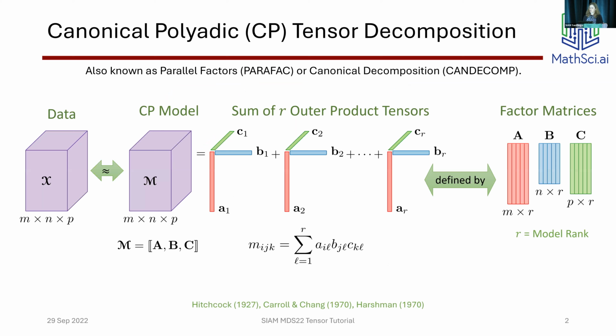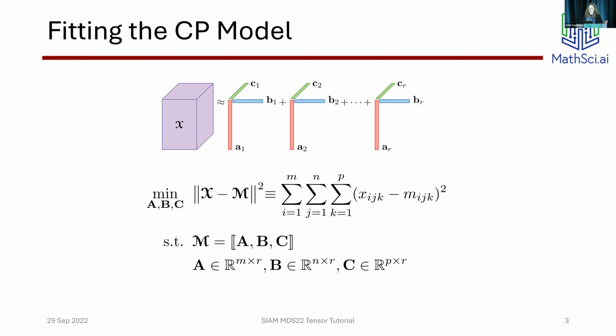I forgot to mention on this one, we have to choose a model rank R, which is the number of columns in each of these matrices. In contrast to Tucker, this rank is the same across all factor matrices, so they all have the same number of columns. That's because we have to match them up to do these outer products. So this is our CP model.